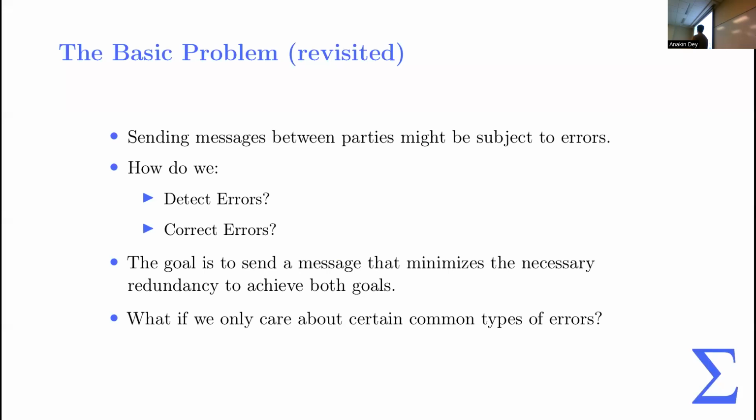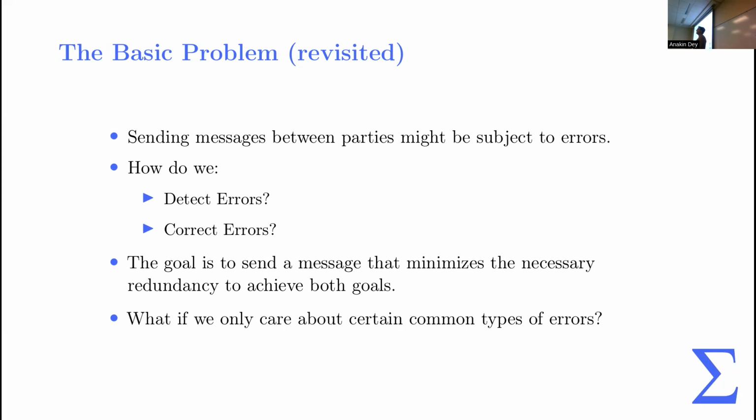Just as a recap, the basic problem we're dealing with is we're trying to send messages between people, and those messages are going to get corrupted. So how are we going to detect that those errors happen? How do we correct them? And we want to send a message that minimizes the redundancy we use to correct and detect errors.